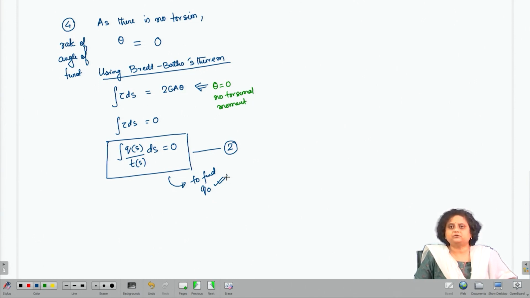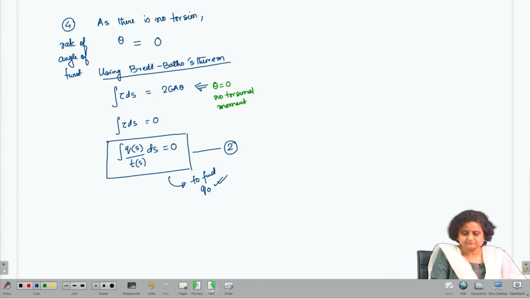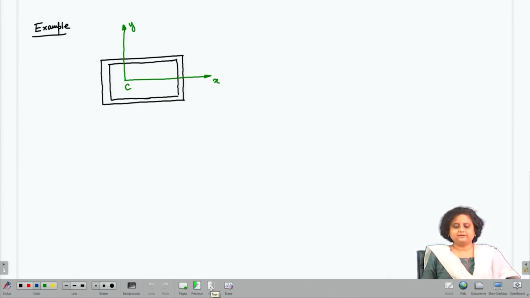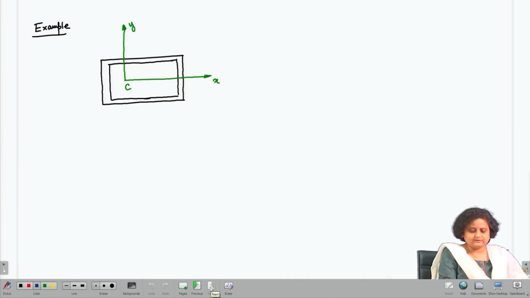So, this is the methodology that we are going to follow to find out the shear flow in a closed cross section beam. Now, this theory that we have discussed is going to become far more clear as we try to solve an example. So, let us consider this example. This is a thin walled rectangular cross section.